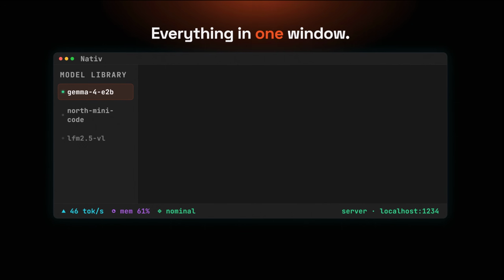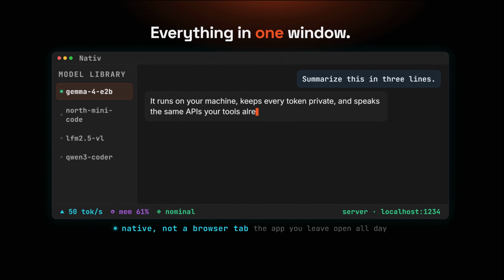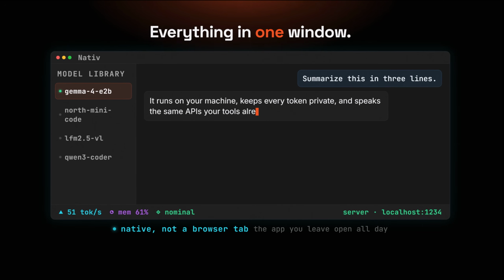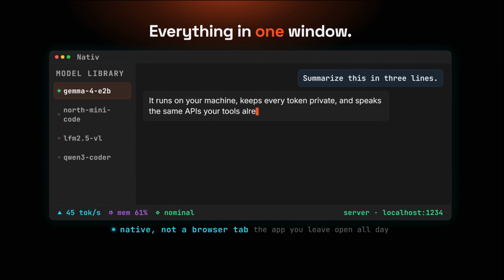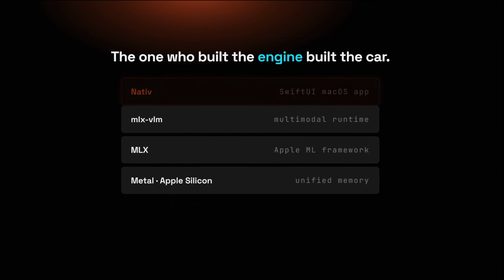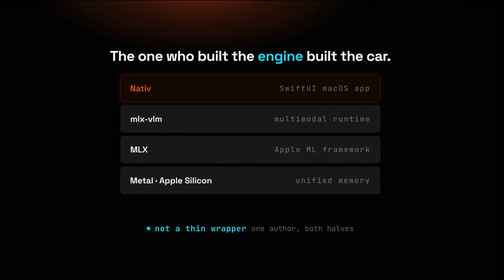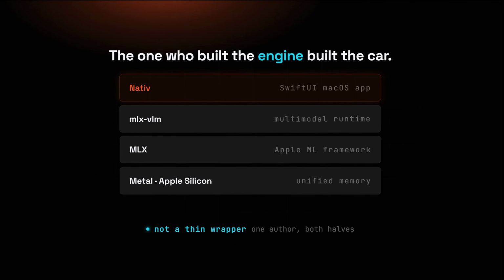So that is the stage, a Mac that can hold big models and a framework that runs them fast and multimodal. Native is the app that wraps all of it into something you would actually leave open all day: chat, a server, monitoring, and agent hookups in one small native window. And it is built on MLX VLM, the exact library Kanuma himself maintains. That matters more than it sounds. This is not a thin skin stretched over someone else's runtime. The person who wrote the engine wrote the car around it.